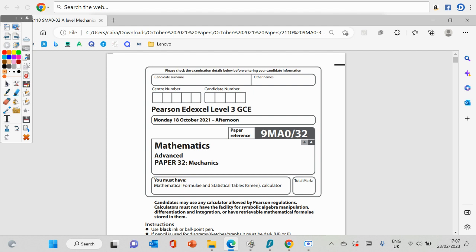I'll give you a forewarning that this mechanics paper is well worth having a go at before you watch my solutions to these.